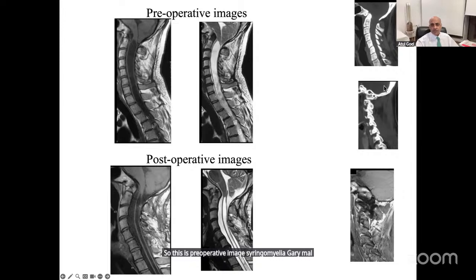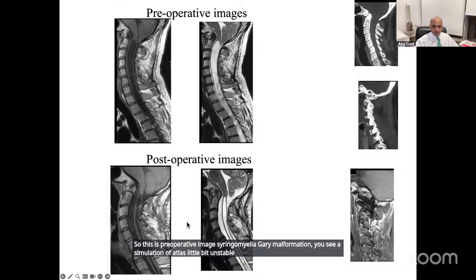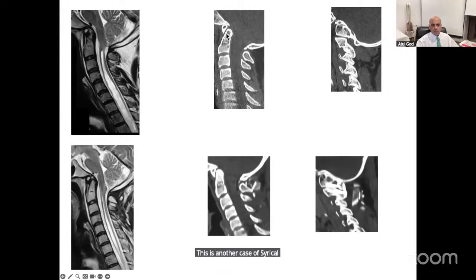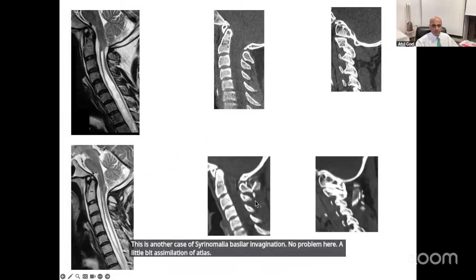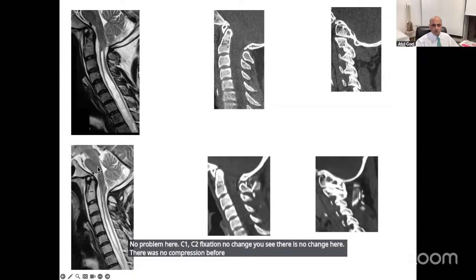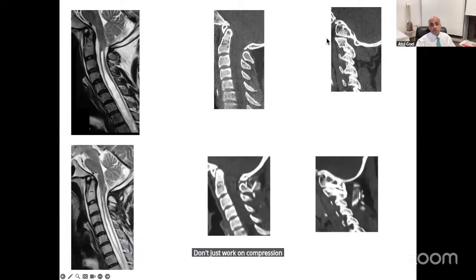So this is preoperative image, syringomyelia, Chiari malformation. You see assimilation of atlas, little bit unstable, C1, C2 fixation, reduction of the syrinx. This is another case of syringomyelia, basilar invagination, no problem here, little bit assimilation of atlas, C1, C2 fixation, no change. You see, there is no change here. There was no compression before, there is no compression now. So compression is not the issue. Don't just work on compression. Instability is the issue. And magic is the clinical outcome.